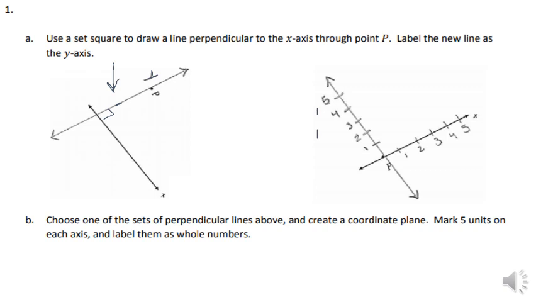Now B says, choose one of the sets perpendicular to lines above and create a coordinate plane. Mark 5 units on each axis and label them as whole numbers. So that's what they did here. This point right here was our origin, which would be 0, 0. And the x-axis, they labeled 1, 2, 3, 4, 5, and the y-axis, which they should have labeled up here, y-axis, going that way.